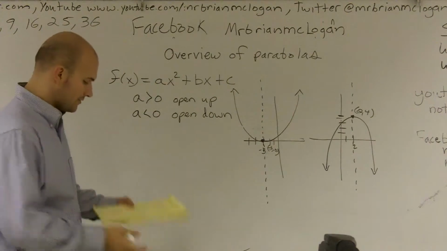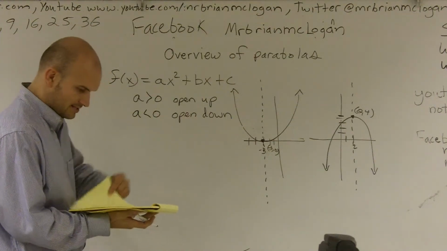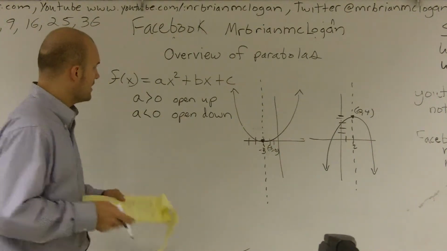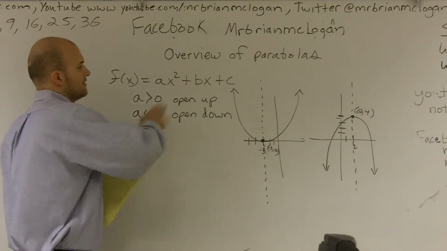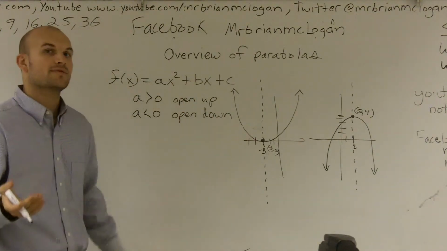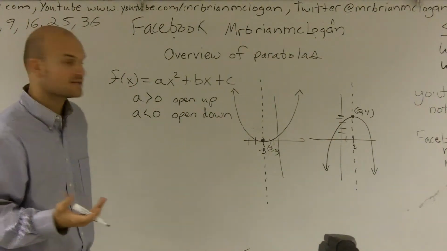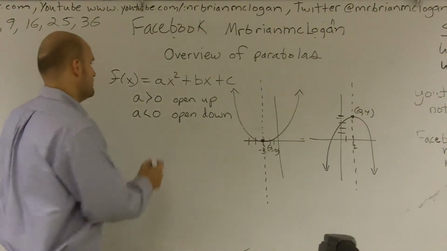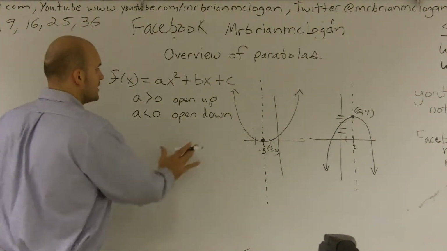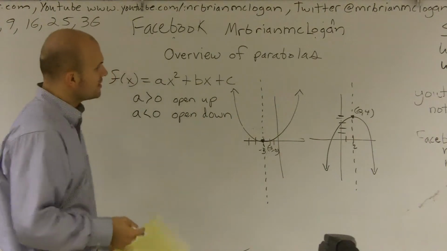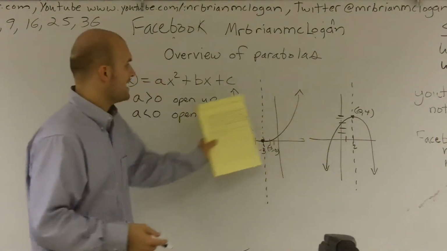All right. Now, the last thing that we want to go through is how can we determine, if we're given a quadratic function, what the axis of symmetry is or what the vertex is? Well, fortunately for us, we have a formula to figure that out. Define the axis of symmetry for any parabola.